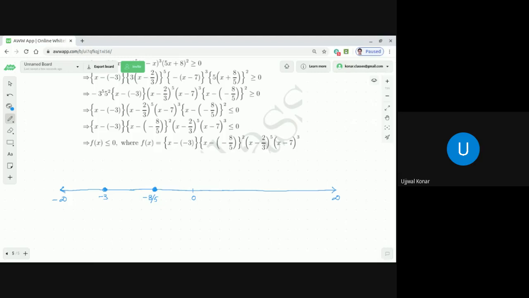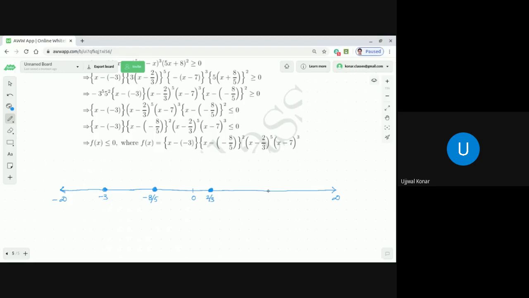Minus 8 by 5 should be right of minus 3 because it is more than minus 3. Okay, that should be. But exact precision is not important as long as the solution to this kind of inequality is concerned. Then it's 2 by 3. 2 by 3 should be right of 0. Correct, not dear students? Yes. So this is 2 by 3.